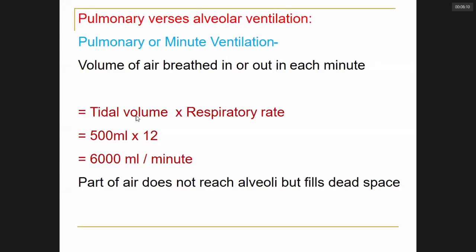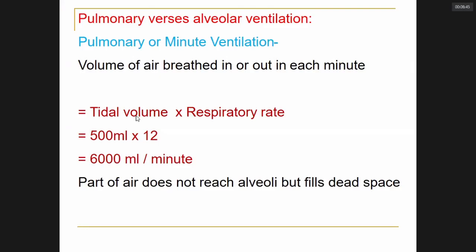Is it clear? Dead space is air which is not taking part in the gas exchange. There are respiratory zones and conducting zones, and beta, the dead space of an individual is approximately equal to the weight of the individual in pounds. But when we are saying the average, it is always 150 ml. Whatever the weight of the individual in pounds, that is the dead space.